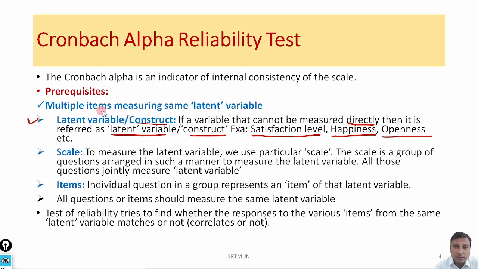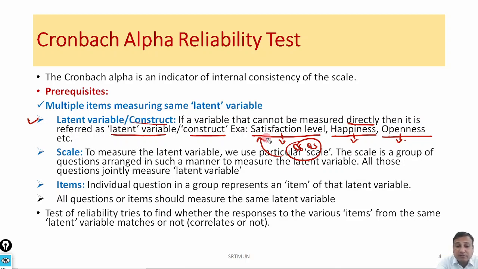On the opposite side, if we are measuring the height, we measure it in centimeters. If we are measuring the weight, we measure it in kilograms. But there are a few variables which we cannot measure directly, and in that case we ask a bunch of questions for each such variable, and those questions will give us an idea about that latent variable. So this is the way that we measure the latent variable.